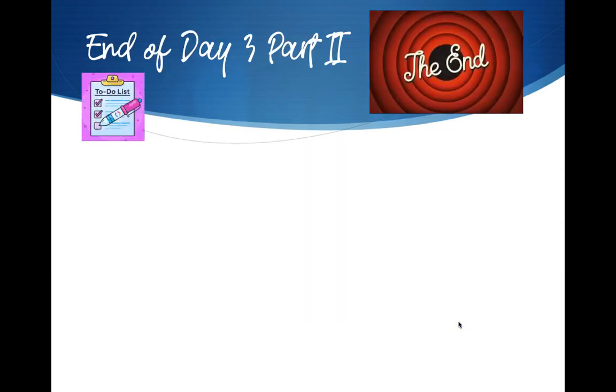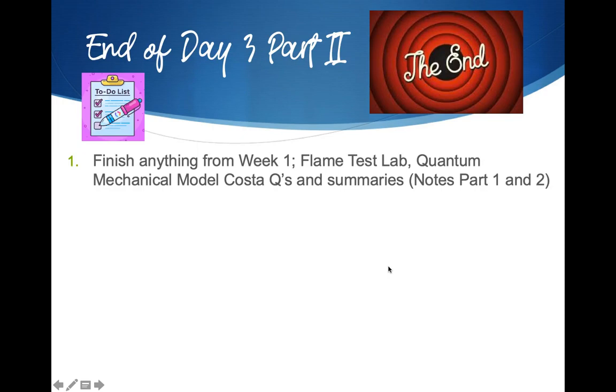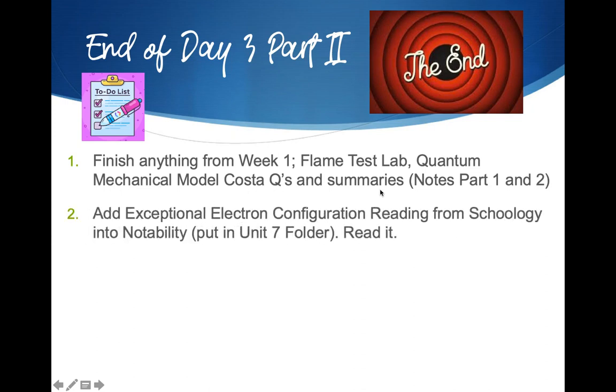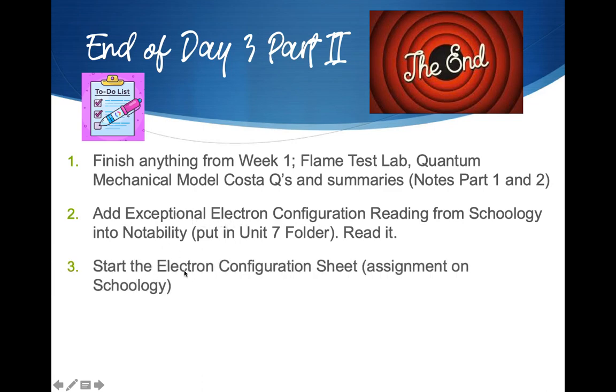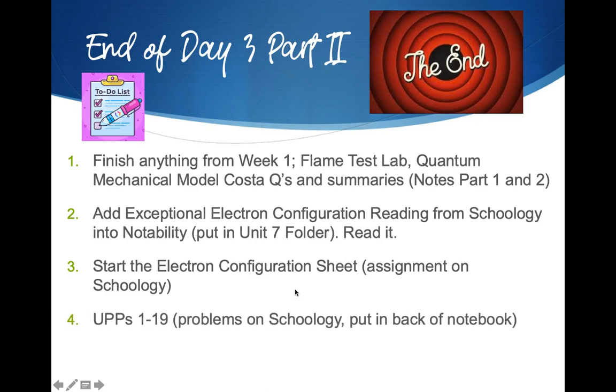That brings us to the end of part 2. So if you're watching this video when it was assigned in class, the things you would also be working on are anything from week 1 of the trimester, the flame test lab report, the full lab report, the quantum mechanical model parts 1 and 2, Costa questions and summaries. And then you're going to do that reading about exceptional electron configurations. You're going to start the electron configuration sheet, but the next class day, you'll have time to ask questions. So don't worry about finishing it right now. Just start it, because it shows whether you can write electron configurations on your own.